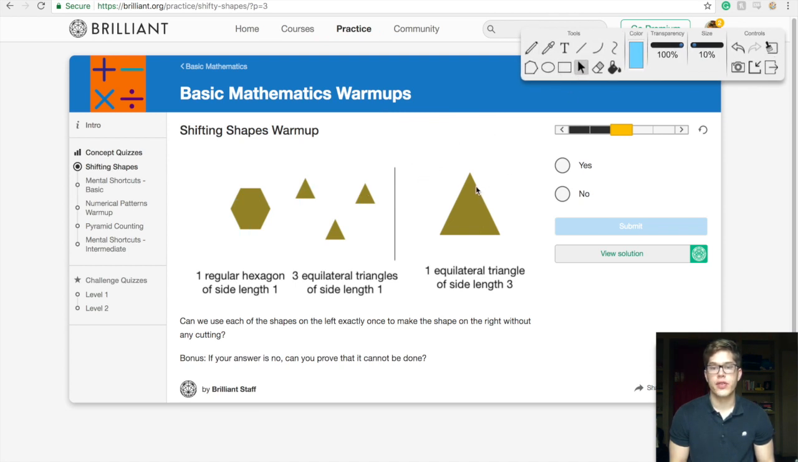So we're looking at this shape, this picture, and what can we do? Let's change colors. Let's go to this nice mossy green.